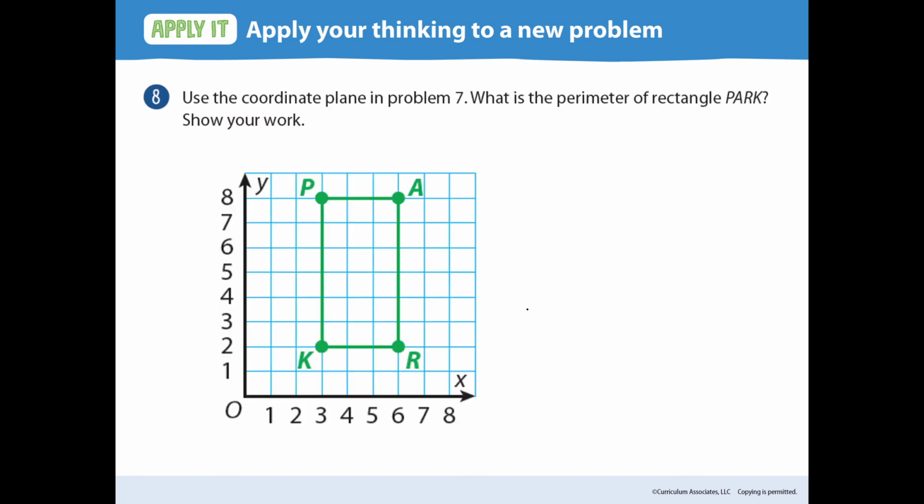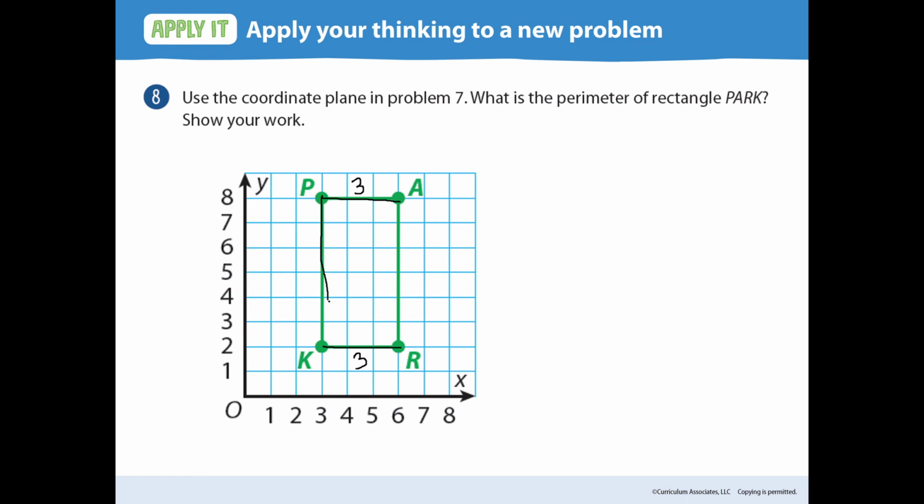Use the coordinate plane in problem 7. What is the perimeter of rectangle park PARK? Show your work. So to find the perimeter, we add all of the sides. So we know that KR is 3 units, and we know that PA is also 3 units.